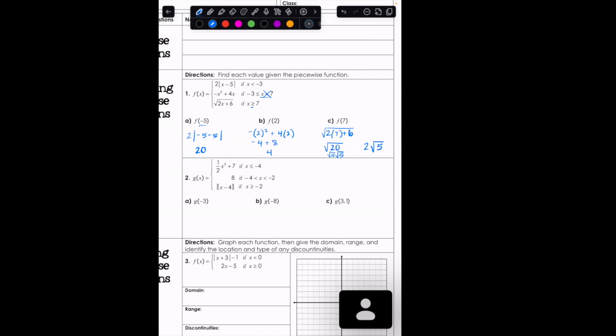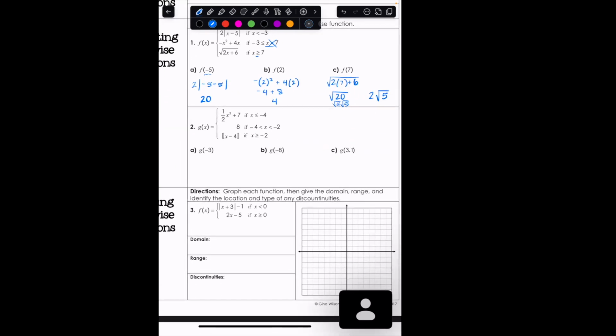All right, I'm going to give you a couple minutes to do number 2. I do want to pause for just a second and let you know what this means if you have not seen it before. In transparency, that almost never comes up.